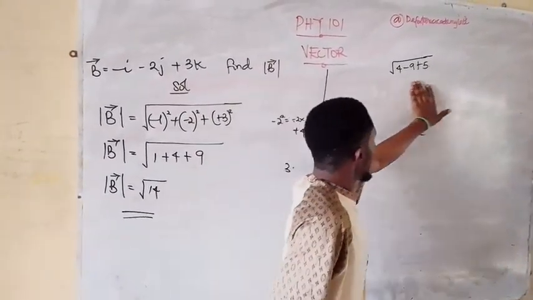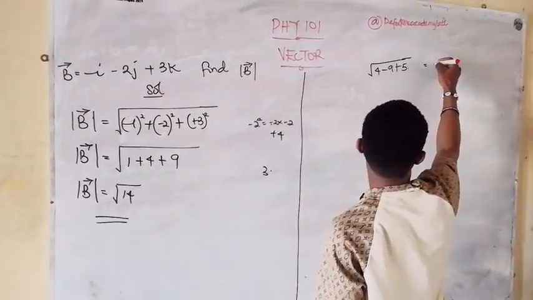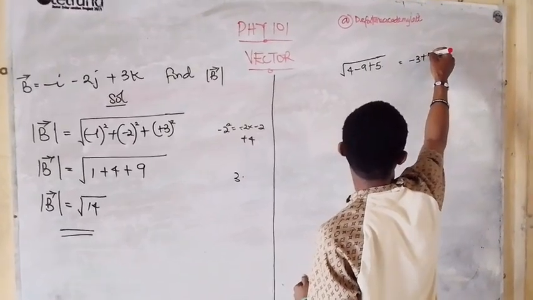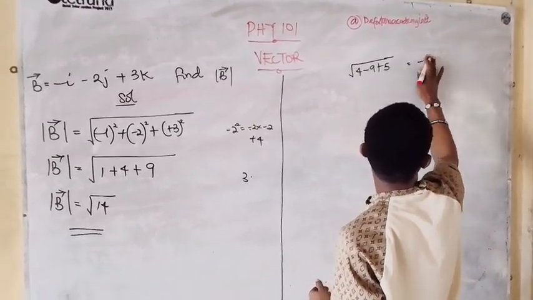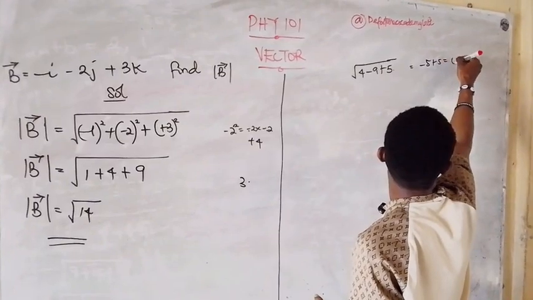Now, the answer for this, if you think you had minus 3 plus 5, or minus 5 plus 5 giving you 0, you're very, very wrong.